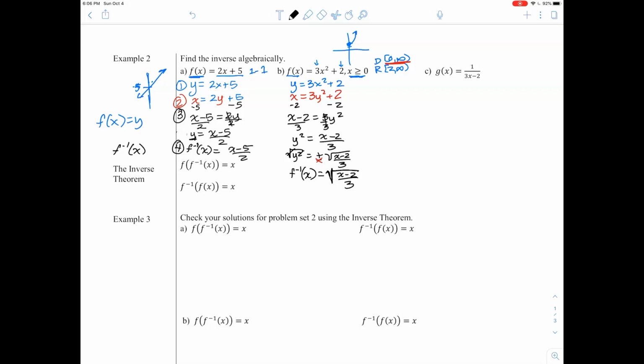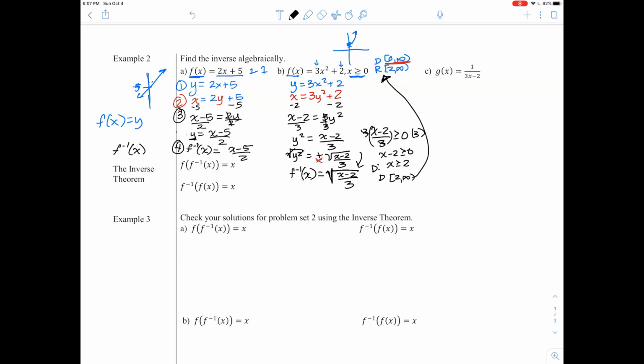And then just to double check the domain of that, because it is under a square root, we'd have to say (x minus 2) over 3 is greater than or equal to 0. We'll multiply both sides times 3. So x minus 2 has to be greater than or equal to 0. So x has to be greater than or equal to 2. And so you can see that this has a domain of 2 to infinity. And if you recall, the range of our original function was also 2 to infinity. So that's a pretty good deal.